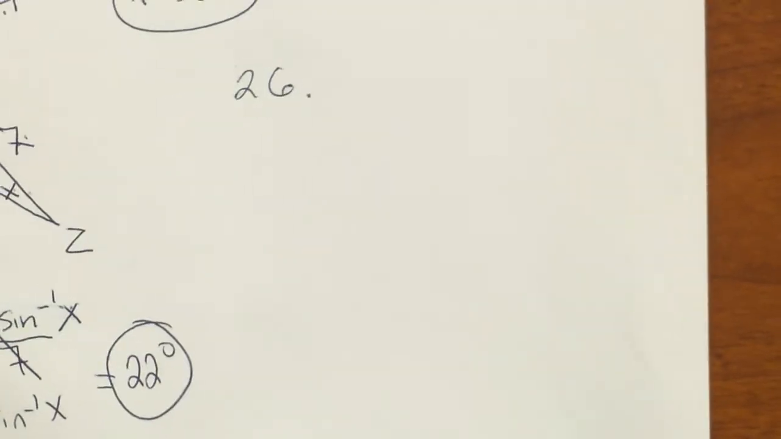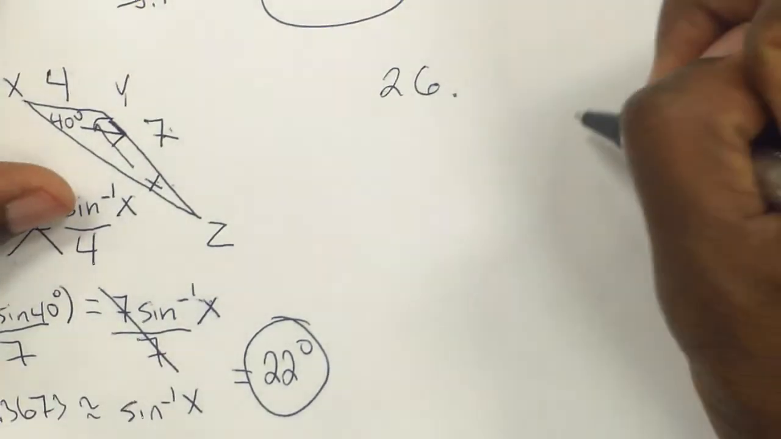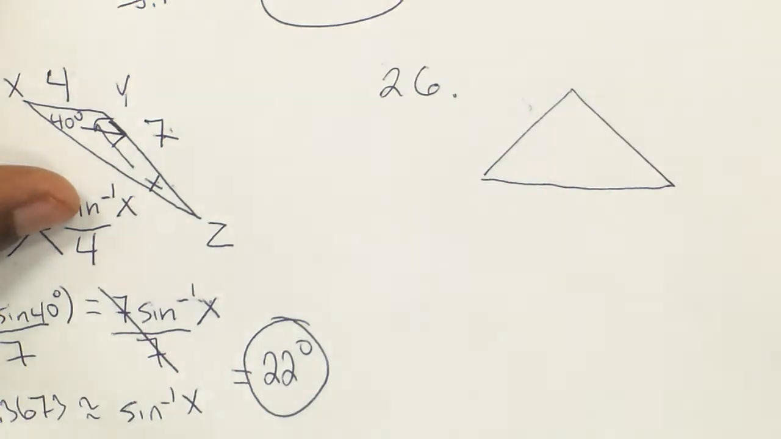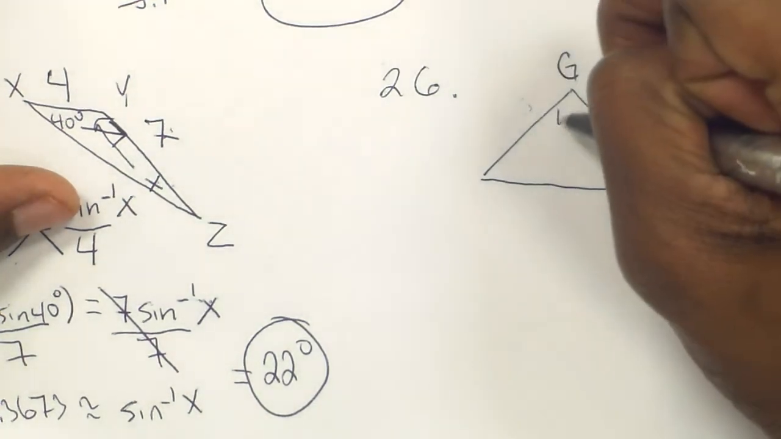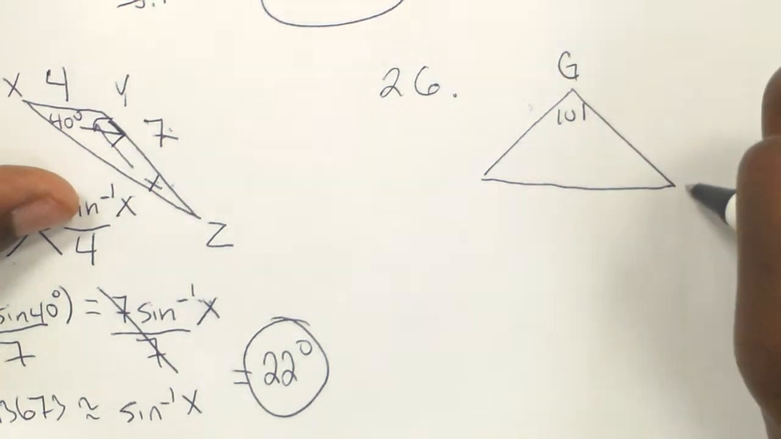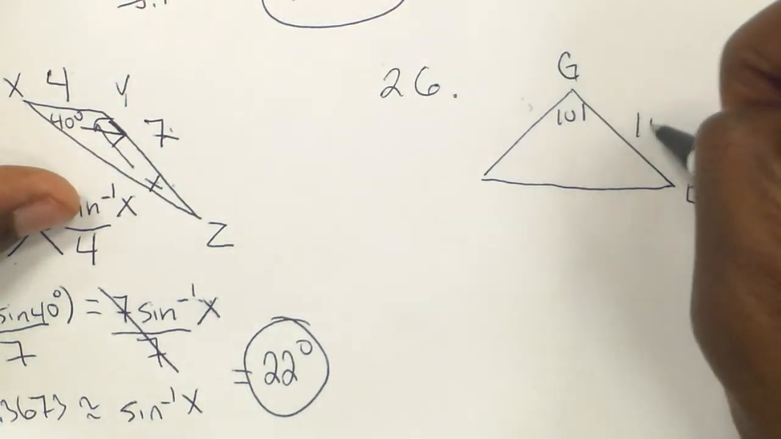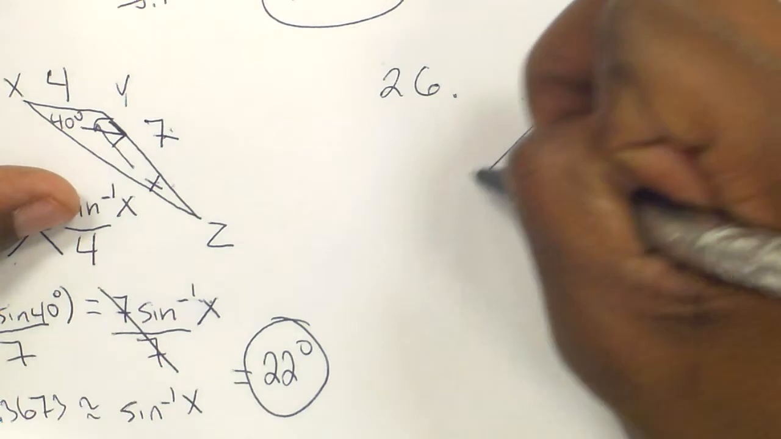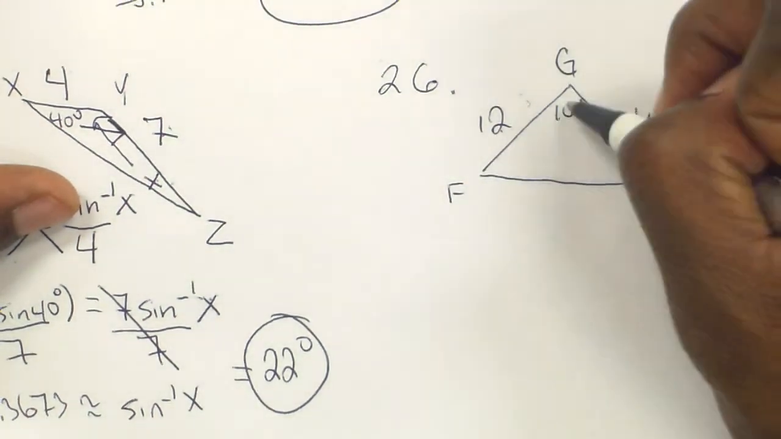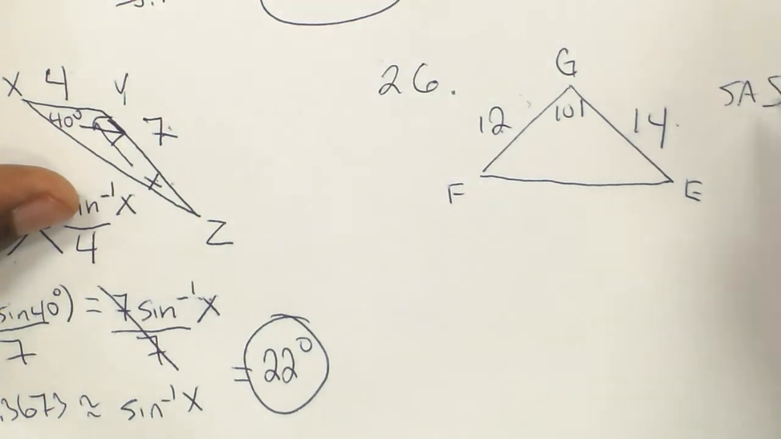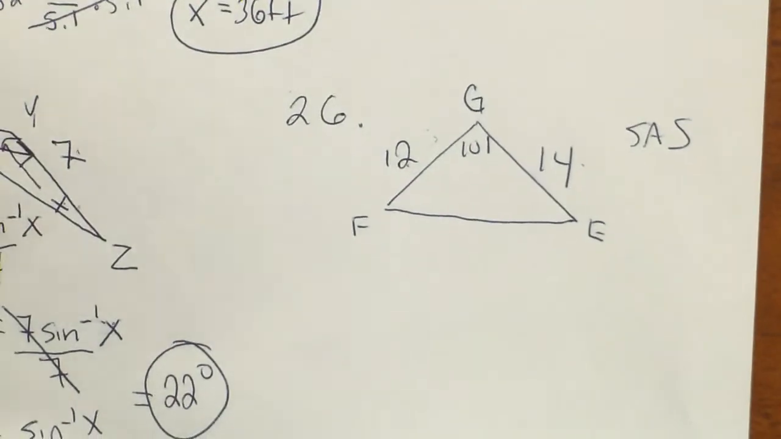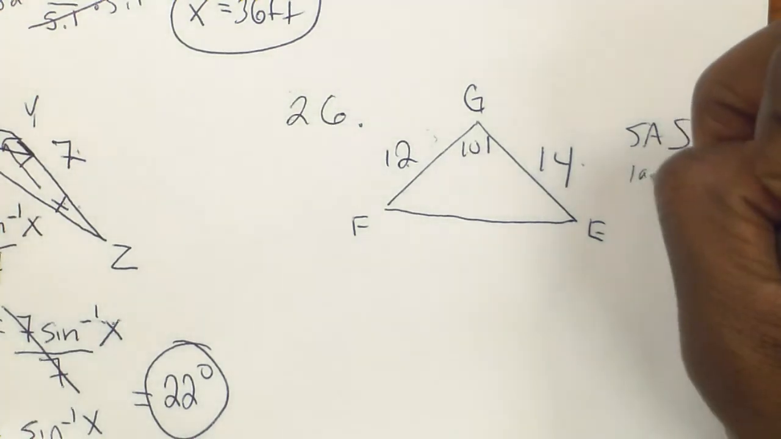Okay, let's look at 26. 26, we look at it, and it is an acute triangle. I'm going to flip it. I know y'all's is upside down. G is worth 101. G to E is worth 14, and G to F is worth 12. And when you look at it, we have side, angle, side. And side, angle, side tells us we're using the law of cosine.